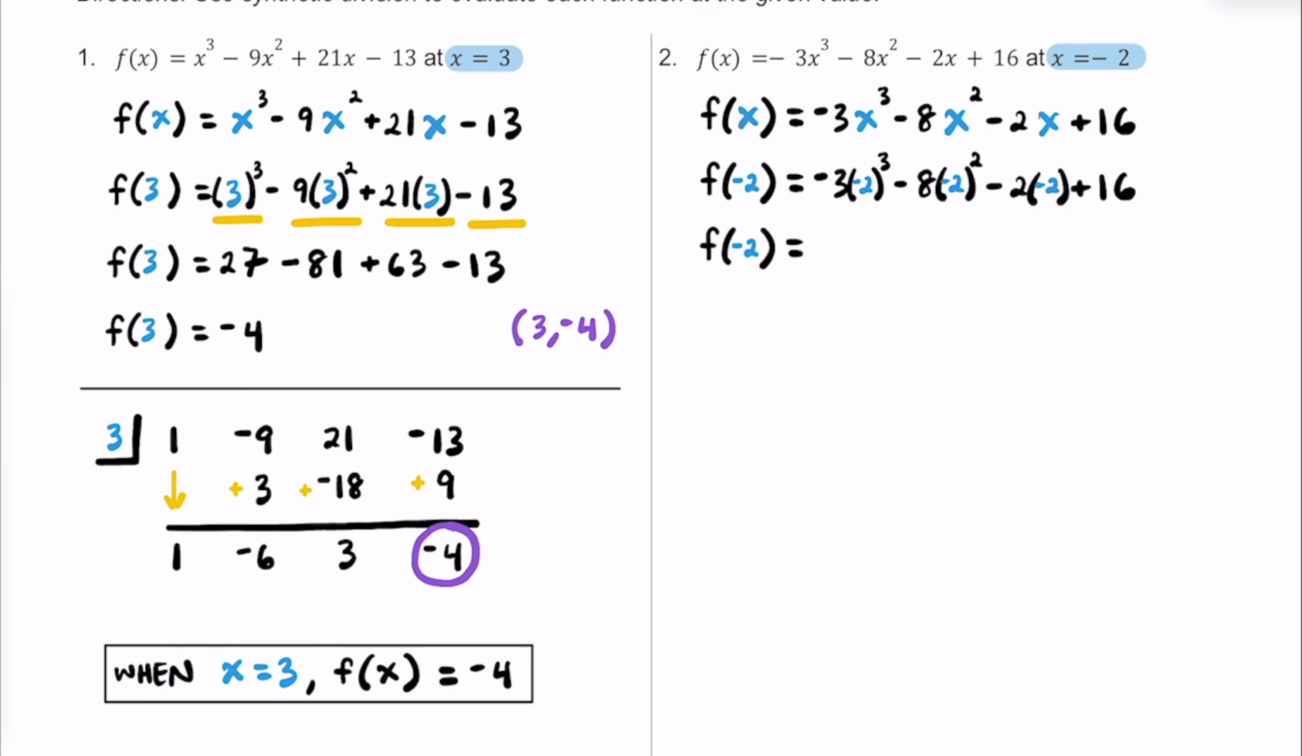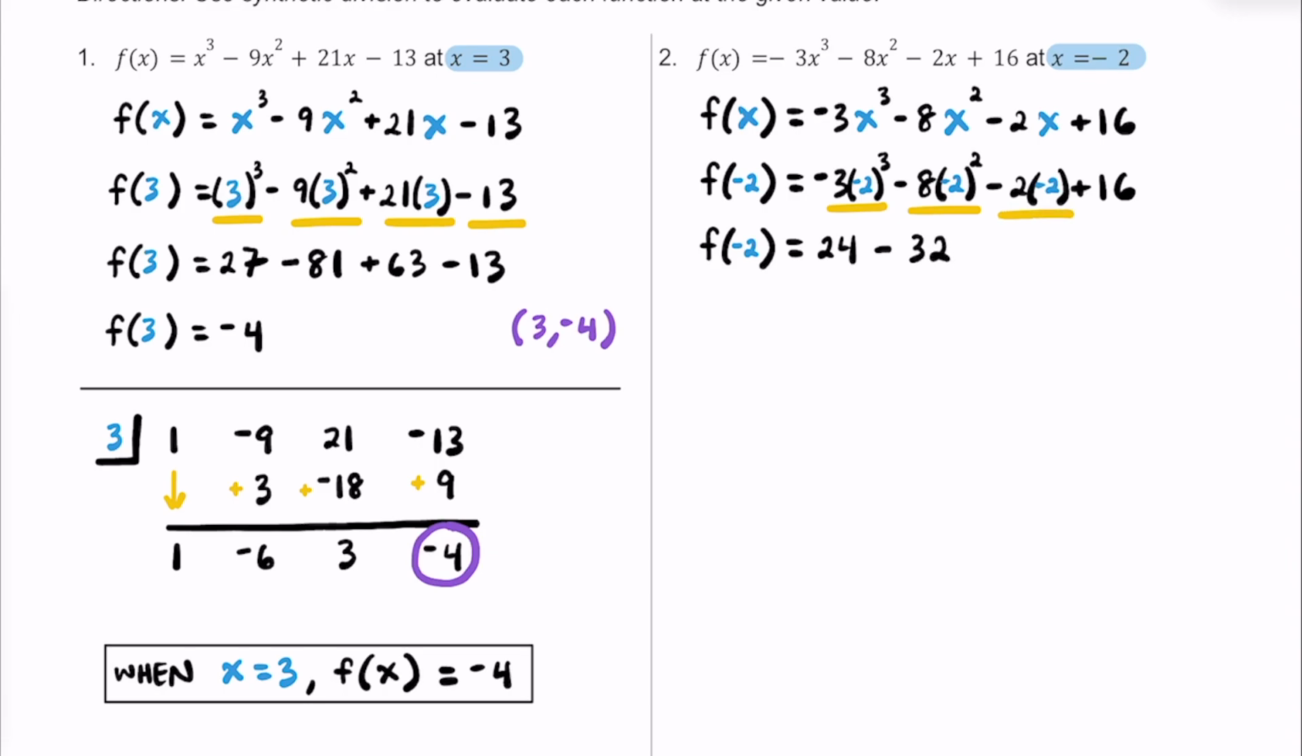So starting with this first term, negative 2 cubed is going to be negative 8. Negative 8 times negative 3 is going to be a positive 24. For this next term here, we have negative 2 squared, which is positive 4, times a negative 8, which is going to be negative 32. So we have minus 32 for the second term.